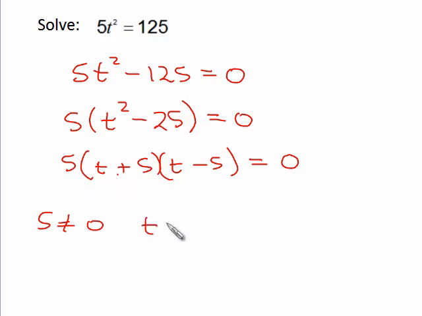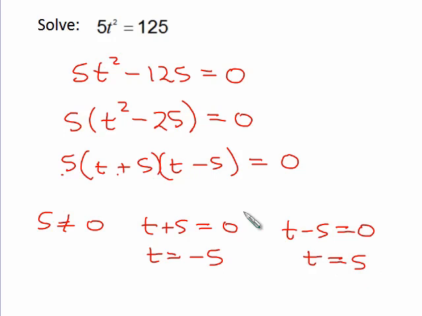The second factor, t plus 5, is 0, and then I need to set the third, t minus 5, equal to 0. So if I solve this first one, I get t is negative 5, and adding 5 to both sides on the second one, I get t is positive 5. So my two solutions then would be negative 5 and positive 5.